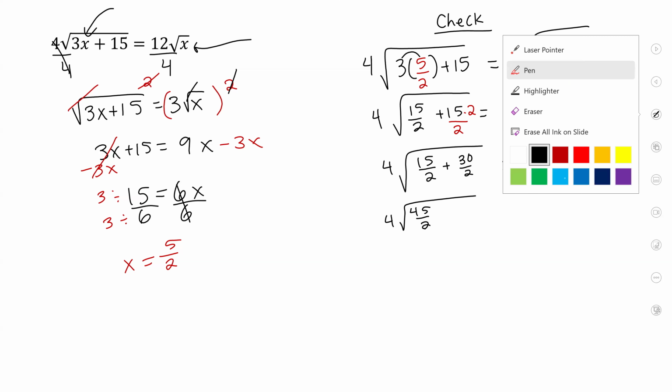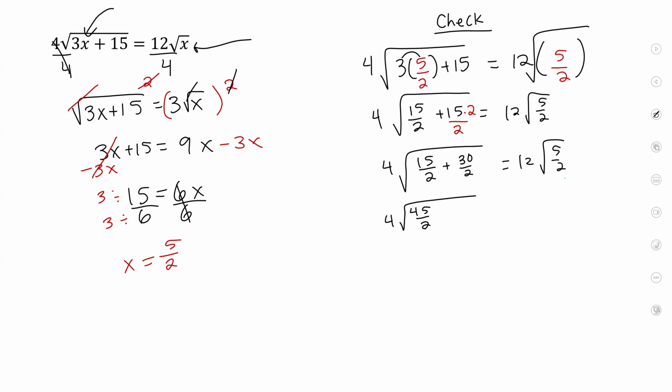Now, we're going to simplify this. We're going to break apart this radical. What two numbers can give you 45? Yep, 9 and 5. So I can write this radical as 4 times square root of 9 times square root of 5 over square root of 2. I just broke it apart.